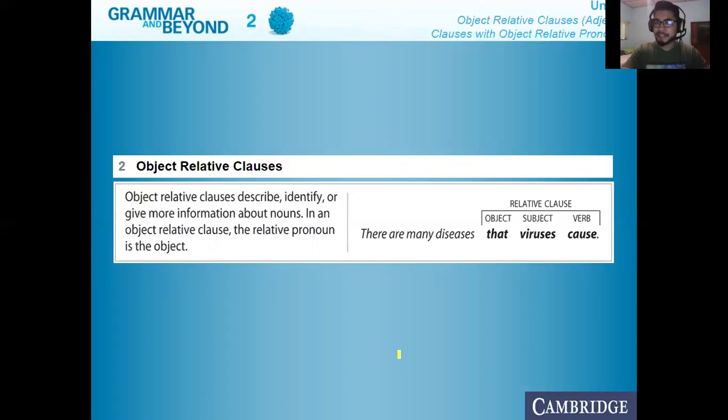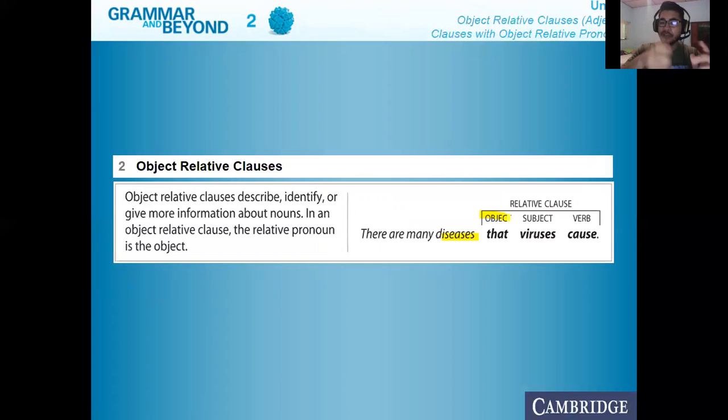The first example is this. There are many diseases that viruses cause. What are you describing over here? Basically, you are describing the diseases. You are giving a characteristic about them. And in this case, we're talking about one in specific. There are many diseases out there, but we're talking about the ones that are caused by viruses.